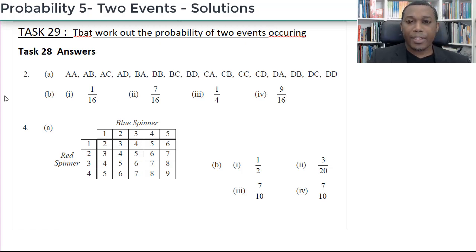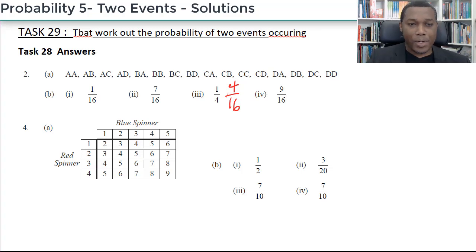Both letters are the same. You have AA, BB, CC, DD. So in other words, the answer was 4 on 16, which could be simplified to be a quarter. That's where that's coming from for B. And for part 4, the letter B is not obtained at all. You're looking for all the options that did not have a B. So once you had all the listings, which ones didn't have a B? There's 9 of them, so 9 out of 16.